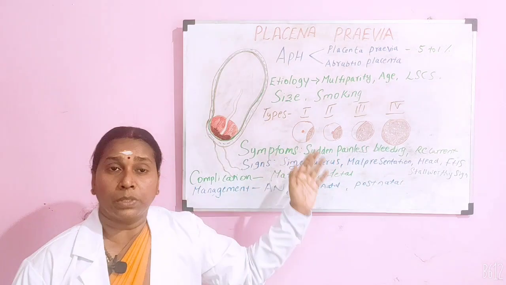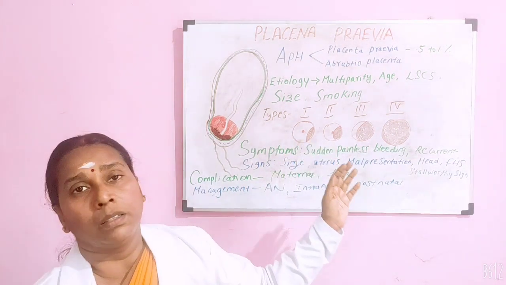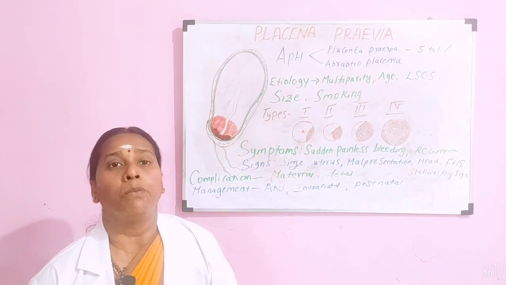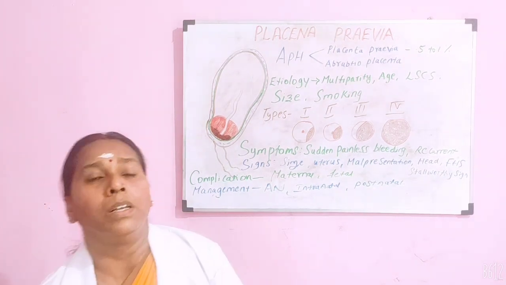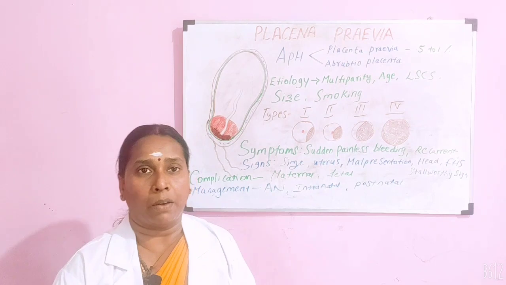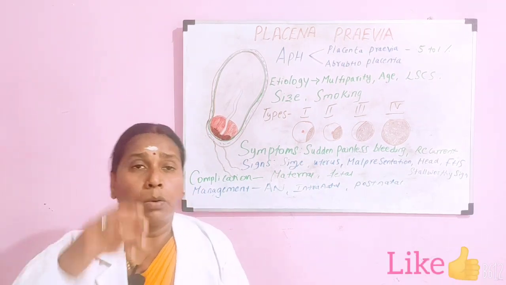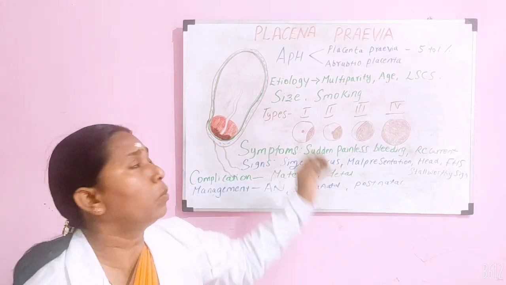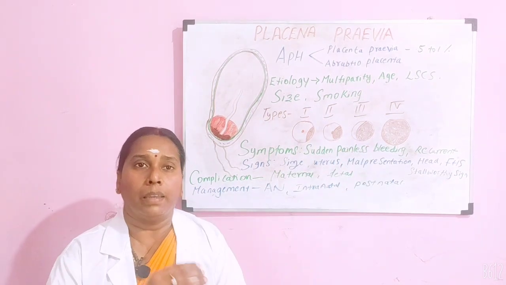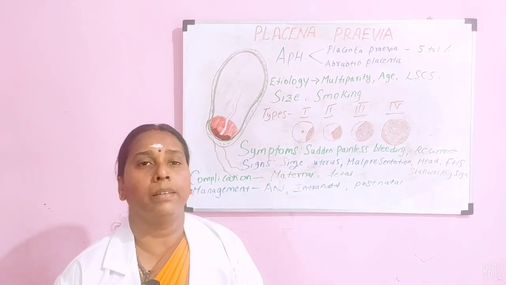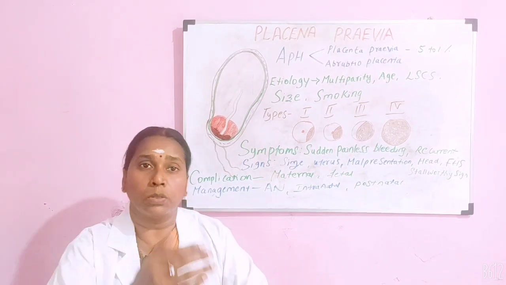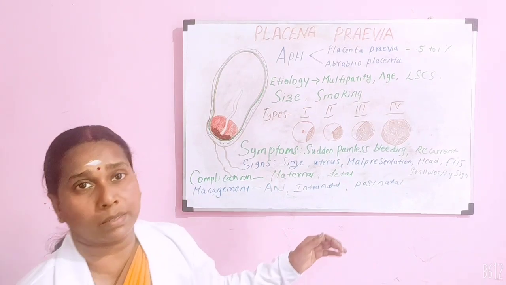When we come to the etiological factors, the major one is multiparity. What happens in multiparity? When a woman has multiple pregnancies, the placenta gets implanted in many areas. Naturally, the area becomes scarred and there is no area left for the placenta to get implanted. So it goes to the lower uterine segment and gets implanted.